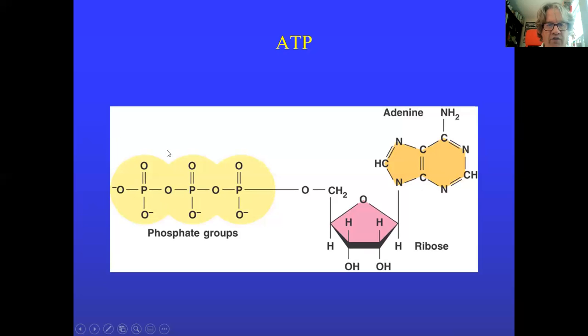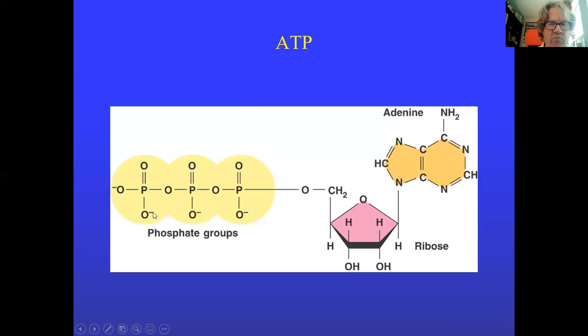If it hydrolyzes, it will really encourage that phosphate to leave. So this bond here is relatively easy to hydrolyze. So this is kind of an energy storage. If you get an extra phosphate, the third phosphate, linked on here, you're storing energy in that structure.